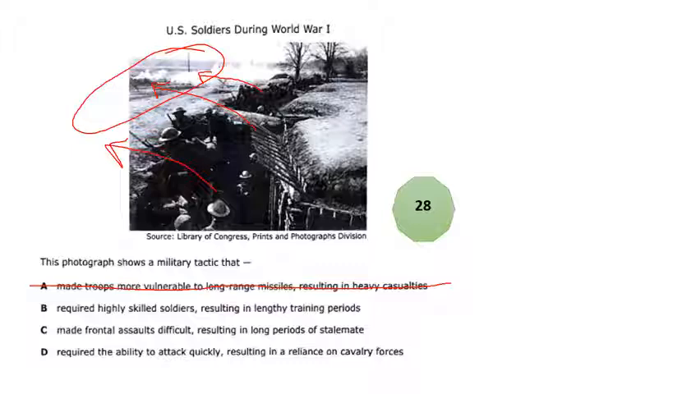Required highly skilled soldiers. Not really. You're just charging out of the trench, going across no man's land. Talk about millions of people dying charging out of these trenches. Made frontal assaults difficult, resulting in long periods of stalemate. Stalemates where both sides are just kind of sitting in their trenches. You can't break each other's defenses. It's really hard to make a frontal assault because of the machine guns in no man's land. So we're going to go with C. Trench warfare. That's World War I.